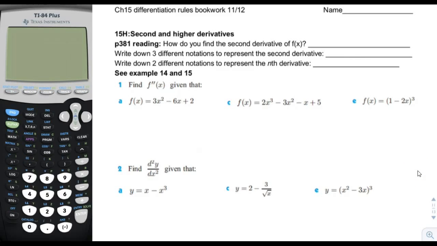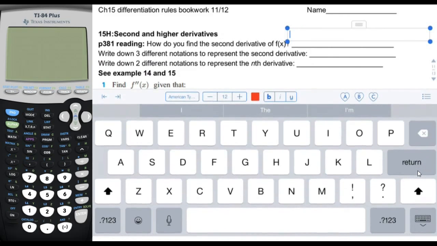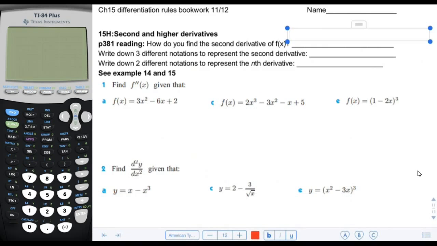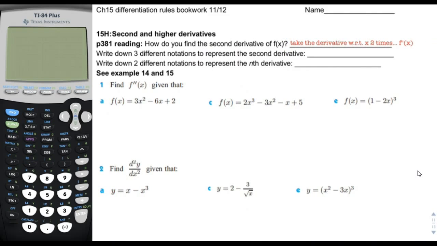Okay, second and higher derivatives. Page 381 reading. It asks, how do you find the second derivative of a function? So basically, what you do is you take the derivative with respect to x 2 times. And then what you end up getting is f dash dash x. So you have 2 dashes. Okay? Write down 3 different notations to represent the second derivative.